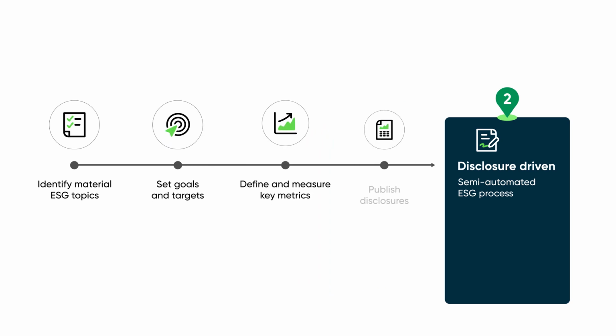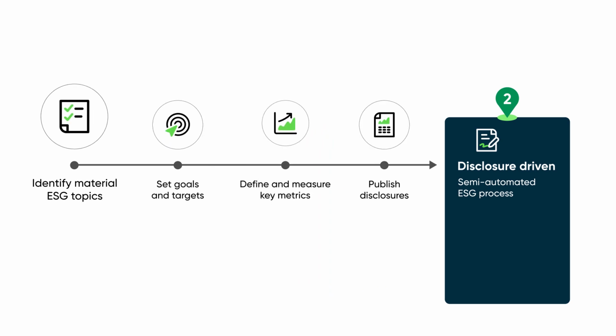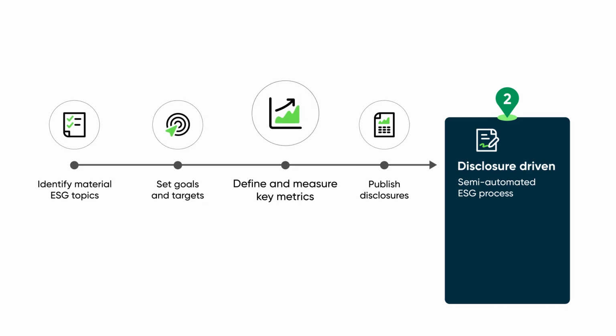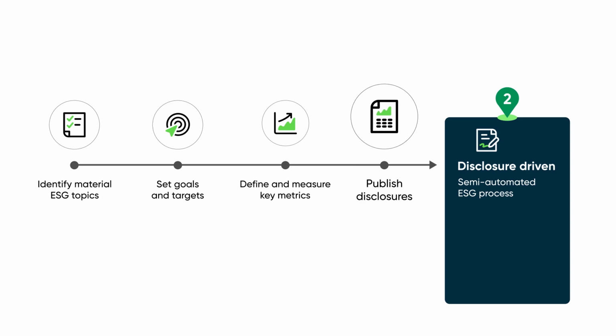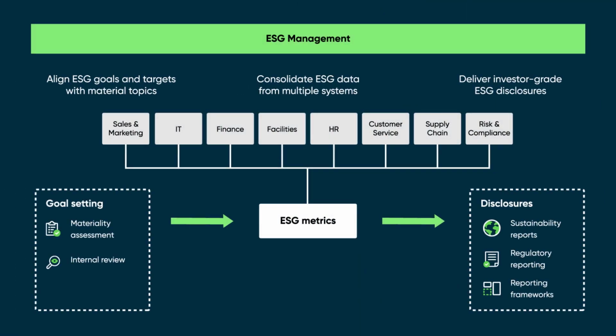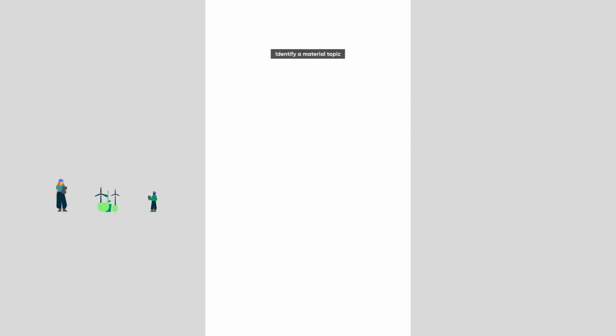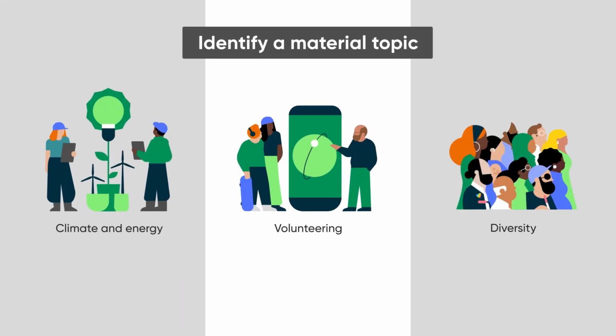To reach this disclosure-driven level, companies need to identify material ESG topics, set goals and targets, define and measure key metrics, and publish disclosures. Let's look at how the ServiceNow ESG Management Application can help set up a disclosure-driven program. First, we need to identify a material topic. Material topics are an organization's biggest impacts on the economy, environment, and people, like climate and energy, volunteering, and diversity.